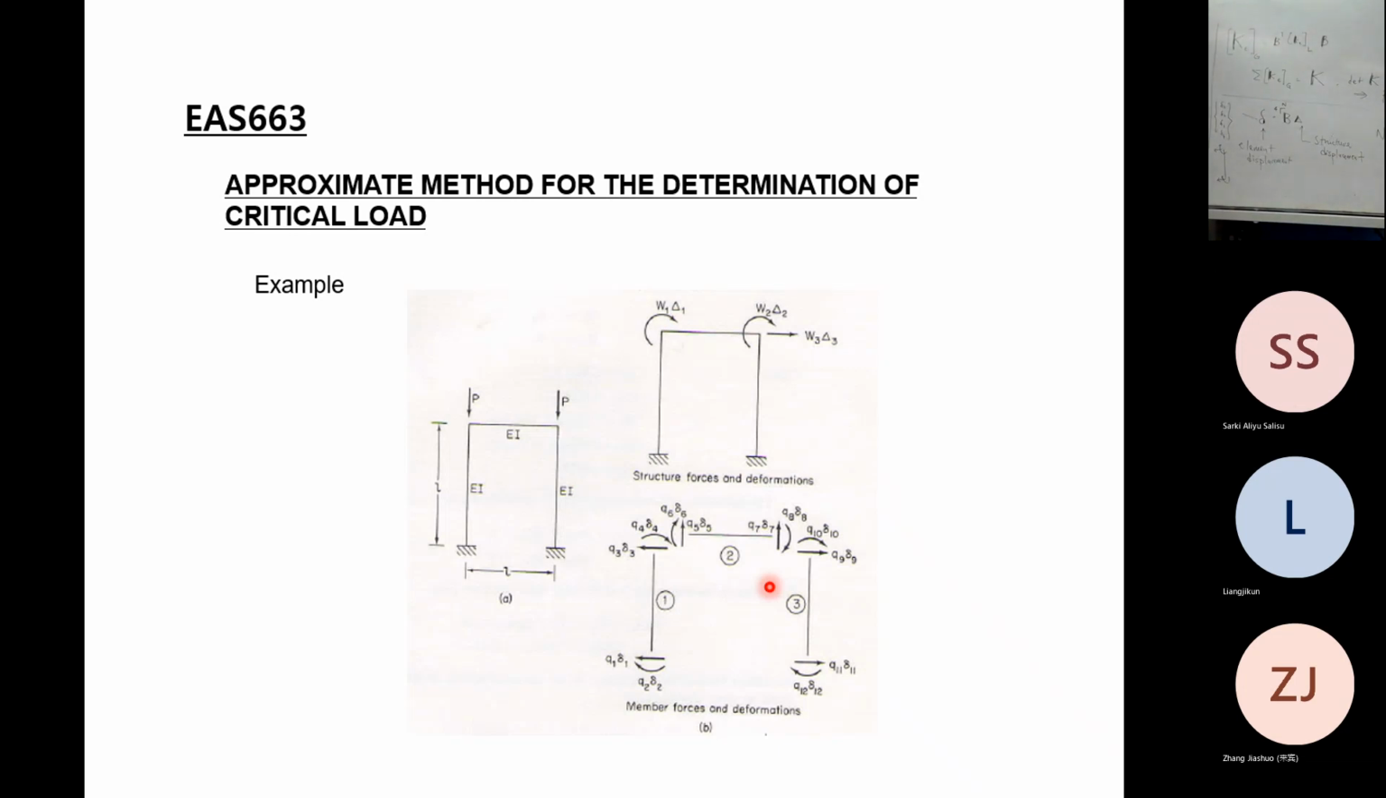And for element 3, delta 9 is delta 3. And delta 10 is delta 2. And delta 11, this is support, delta 12, 0. Okay, so now let me show you how to get the B matrix.